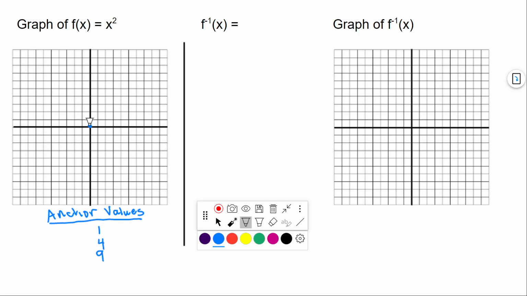So from my vertex, when I go horizontally 1 unit, I will go up 1 unit, and that's the case on either side. When I move horizontally from my vertex 2 units, it's up 1, 2, 3, 4 units on either side. And when I move horizontally from my vertex 3 units, I am going to move up 9. So there's 4, 5, 6, 7, 8, 9 on either side of the vertex. And we end up with this U-shaped curve.